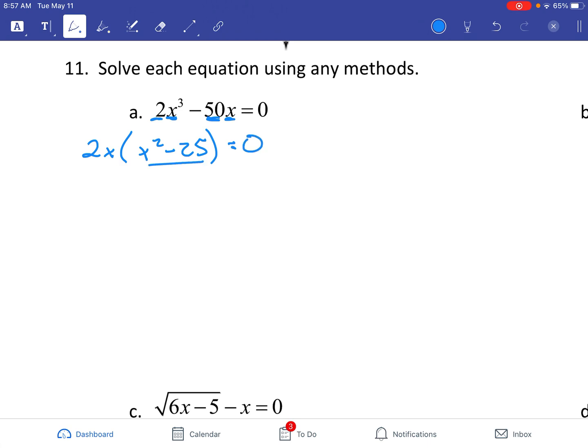Now what's inside the parentheses should be familiar. It is a difference of two squares. It is x plus 5 times x minus 5, and you factor it. We still have the 2x out in front. Now that it's completely factored, we set each one of the factors equal to 0 and solve for x.